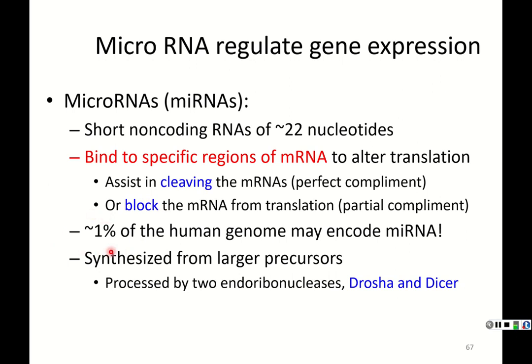It's estimated that about 1% of the human genome may encode for these microRNAs, which is actually a large amount when you consider that, if you don't count the introns, about 1.5% of the genome is actually encoding proteins or genes. So 1% is a pretty large number for microRNAs. They're synthesized from larger precursors, and they're processed by two nucleases known as Drosha and Dicer. So you might have heard of these. If you go to grad school, you might run into these. Those are for processing these microRNAs.